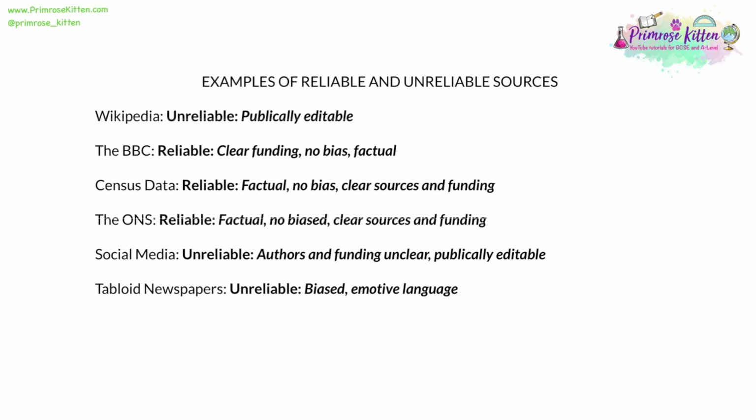Examples of sources are the following. Wikipedia, which is an unreliable source, as it is publicly editable. The BBC, which is considered to be reliable, as it has clear funding, no bias, and is factual. Census data is also reliable, as it is factual, without bias, has clear sources, and funding. The Office for National Statistics is also reliable. It's factual, it's not biased, and it has clear sources and funding.